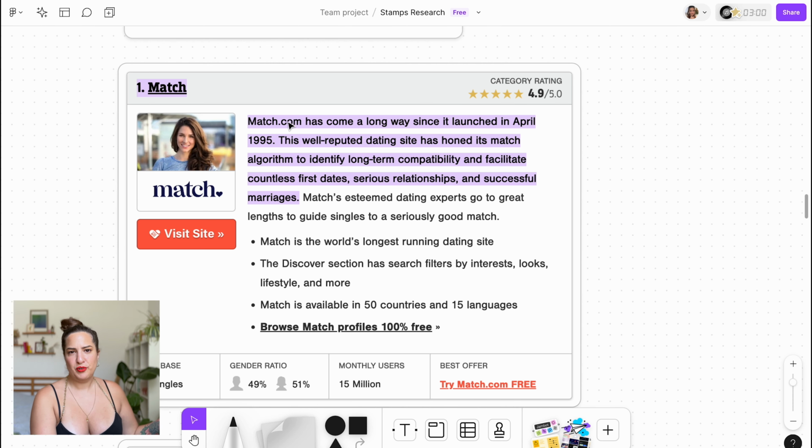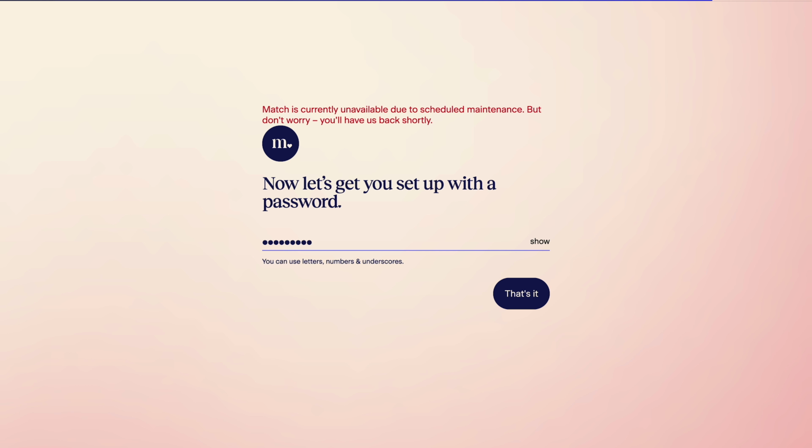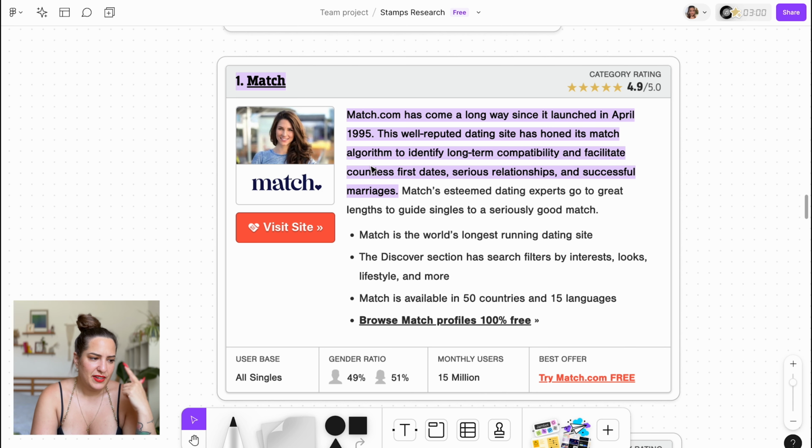I googled what are the highest success rate dating apps that there are. Match is apparently the best one. I actually tried to log into Match and I couldn't, so I don't know what it looks like. First of all, they've existed since 1995. They have an algorithm to identify long-term compatibility.